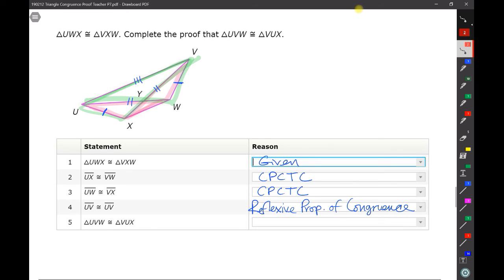Do we know anything about angles inside? It's side, side, side, right? Because we've got all 3 sides. And so these 2 triangles would be congruent because of the 3 sides, side, side, side.